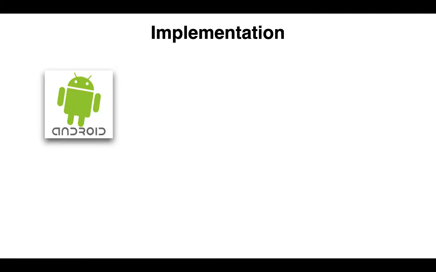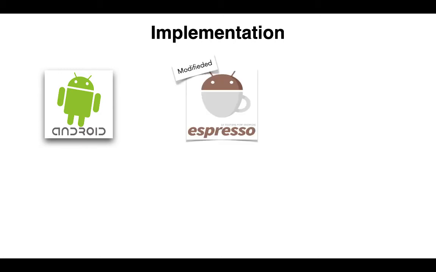Our implementation of AppTestMigrator supports Android apps, as Android is one of the major platforms in the mobile app market. The technique requires as input tests written using the Espresso testing framework. We also modify the Espresso testing framework to collect relevant dynamic information during test execution.